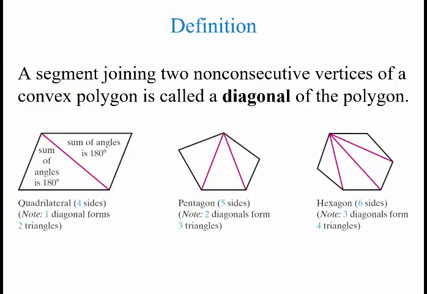All right, a few other definitions. A segment joining 2 non-consecutive vertices of a convex polygon is called a diagonal of the polygon. So like this one and this one, they're non-consecutive, right? Because consecutive vertices would be here and here. So a quadrilateral has 4 sides. Note one diagonal forms 2 triangles here. A pentagon has 5 sides, so 2 diagonals form 3 triangles. And a hexagon, 6 sides, when we do these diagonals here, forms 3 diagonals, which form 1, 2, 3, 4 triangles. All right, so remember that diagonal, non-consecutive vertices.